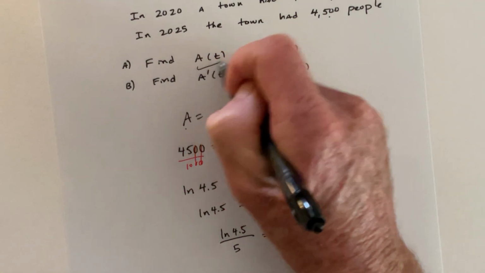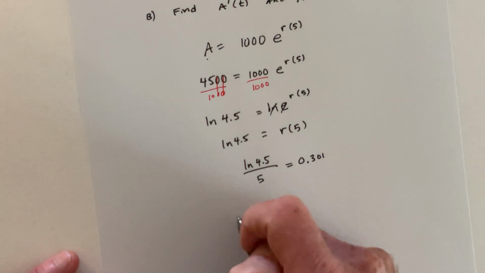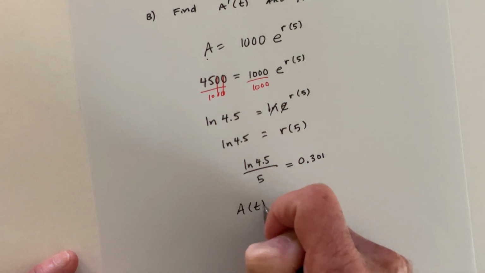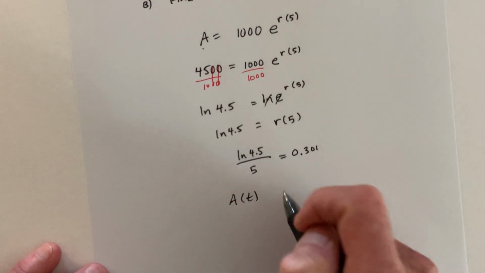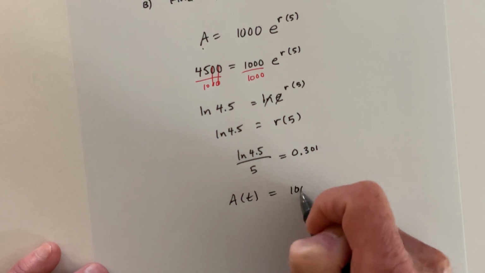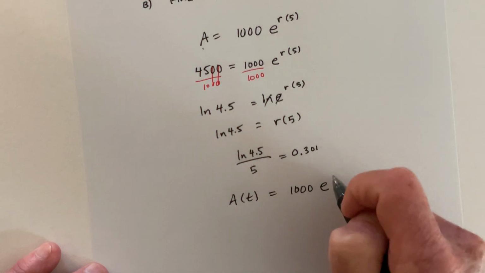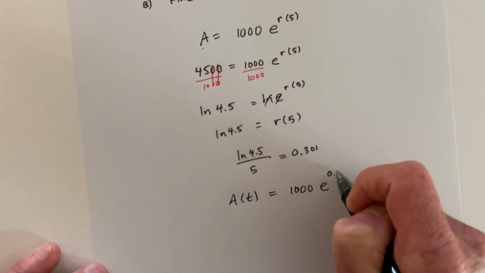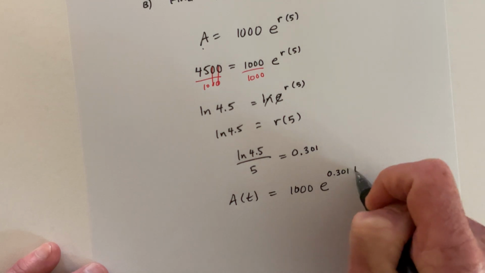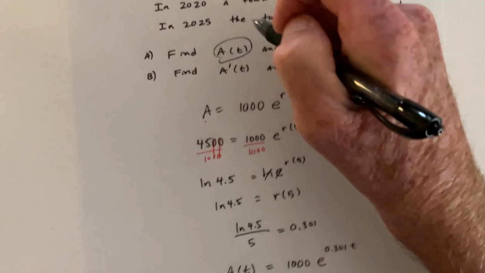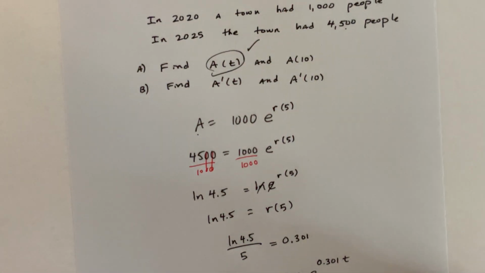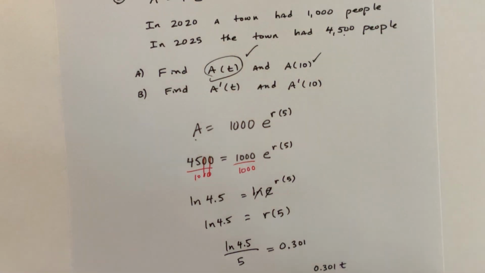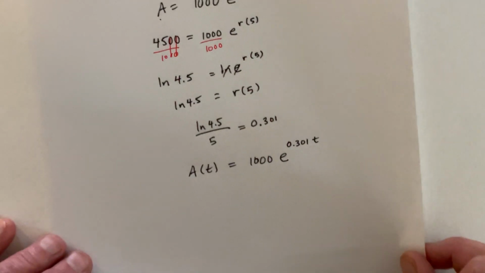Okay, so for one thing, find the function. So I'm ready for that. So A of t, the function, equals the beginning amount, 1,000 people, e to the rt, and r is the 0.301 times t. All right, so this part, find the function, is done. Then plug in a 10 and explain what that means.